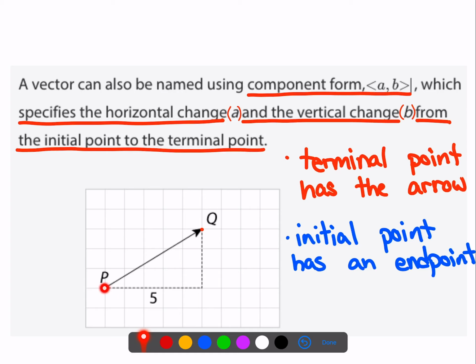So I'm always starting at my initial point. So the initial point is always the end point, and the terminal point always has the arrow at the end of it. So if I were to name this vector here in component form, it'd be vector ⟨5, 3⟩, because again I see this 5 down here, that's telling me that I'm moving 5 units over, and then I'm going up 1, 2, 3, so it'd be ⟨5, 3⟩.